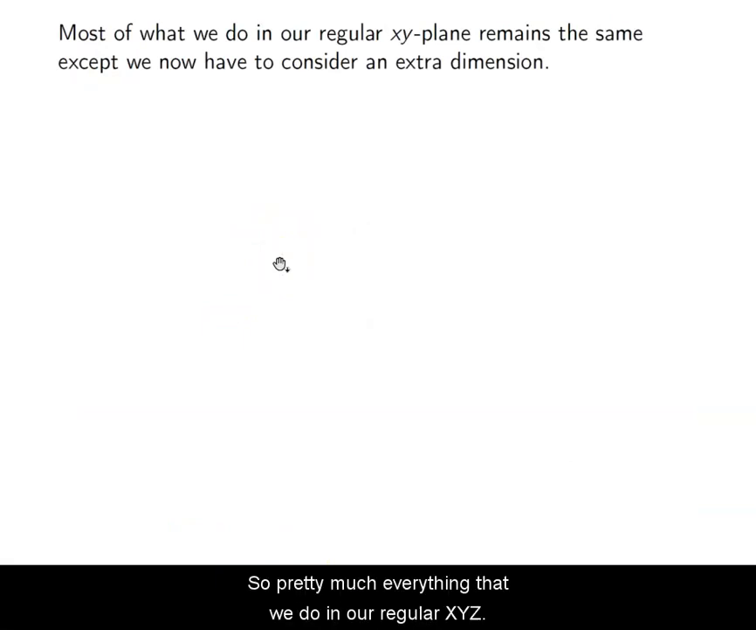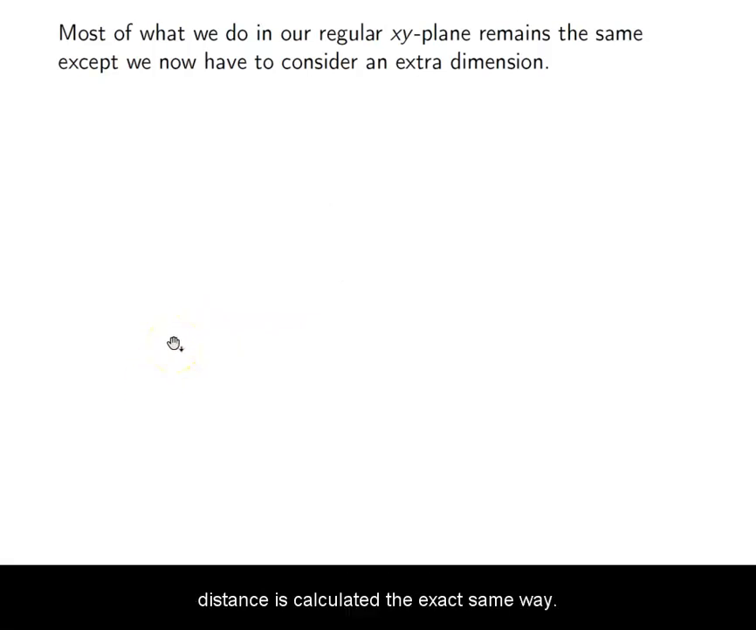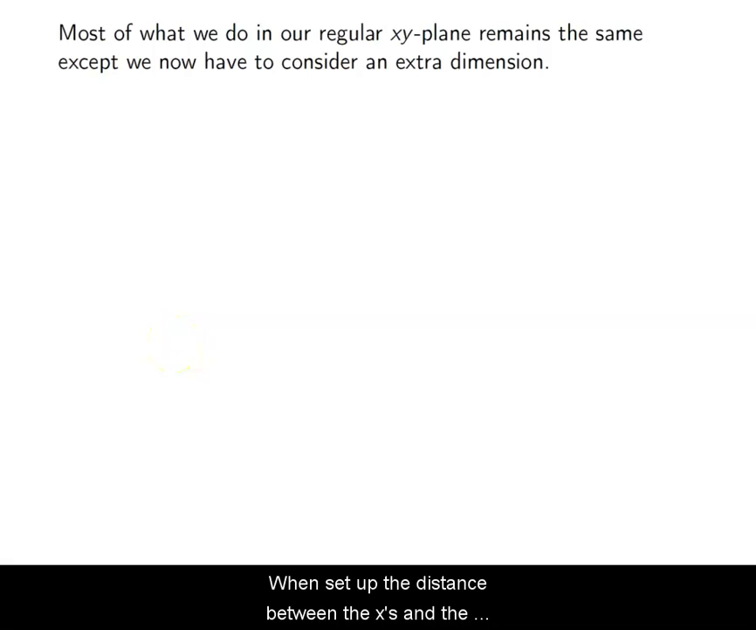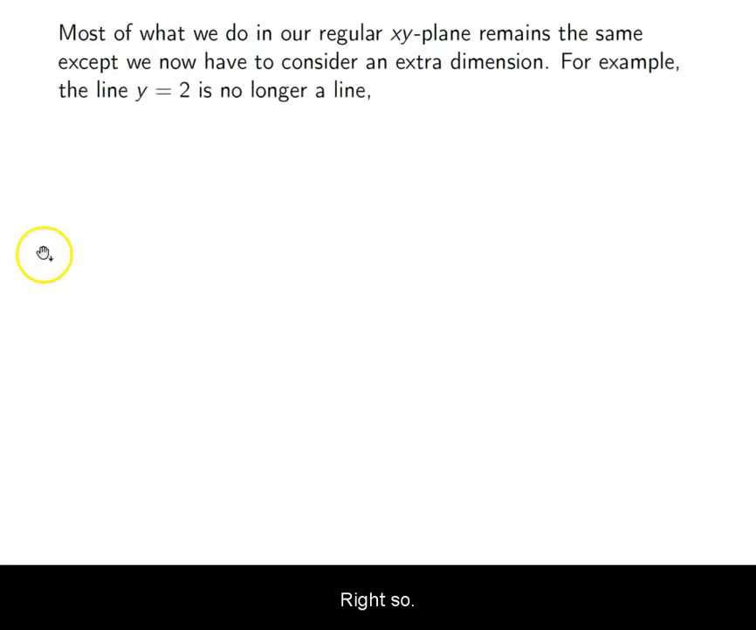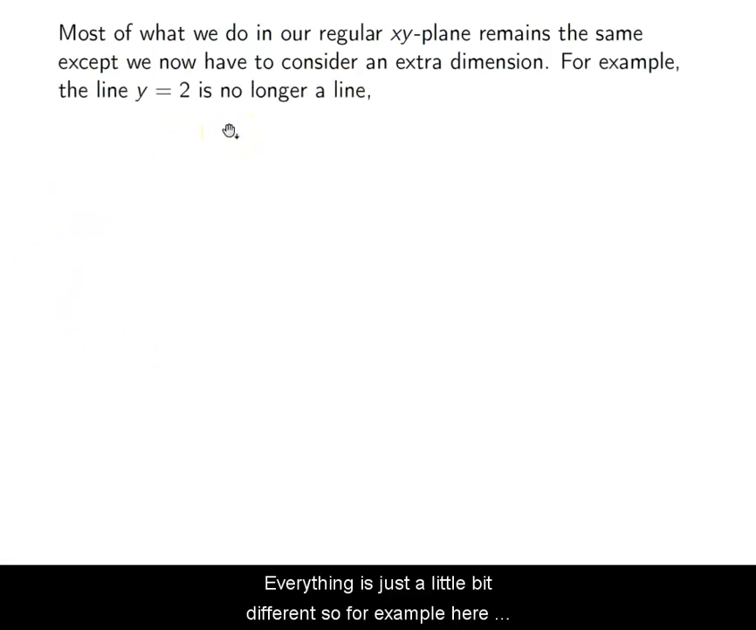So pretty much everything that we do in our regular xy plane, our xy coordinate system, is exactly the same in 3 dimensions, except that we add an extra value of z. Okay, so things like distance. Distance is calculated the exact same way, but instead of the difference between the x's and the difference between the y's, and then squaring those, adding them, and taking the square root, we just add the difference of the z's, right? So everything is just a little bit different.